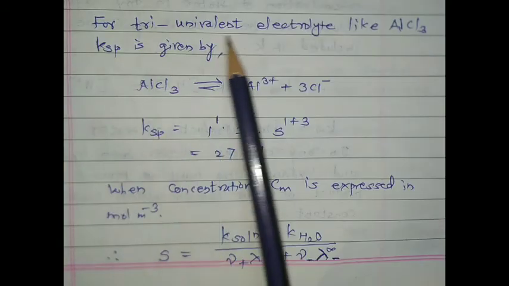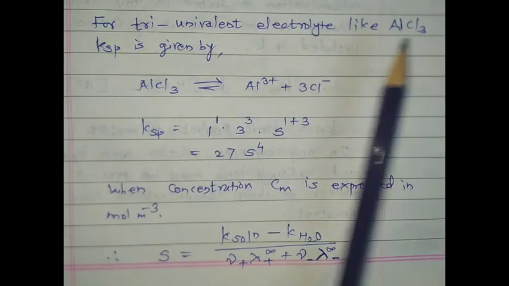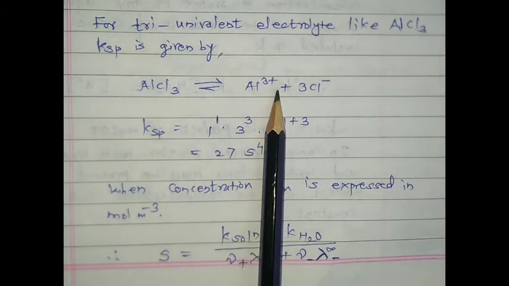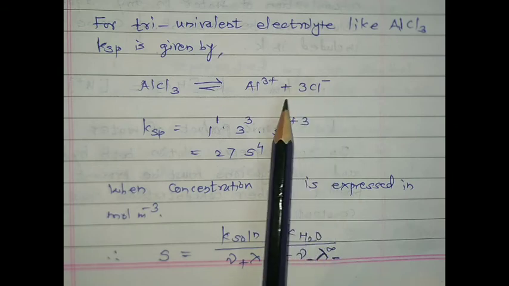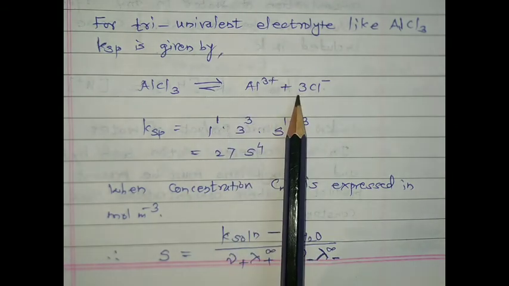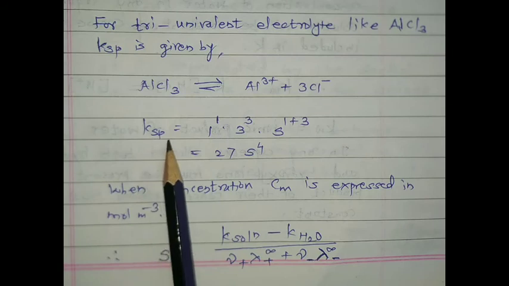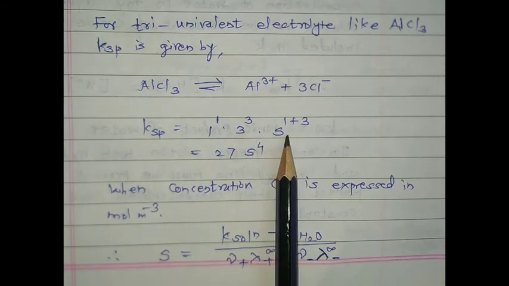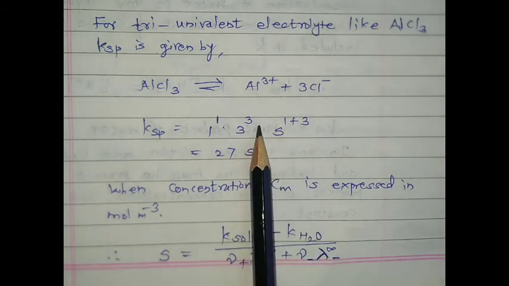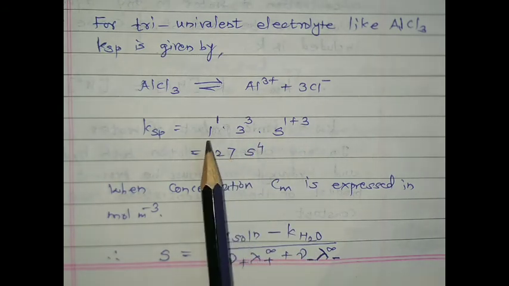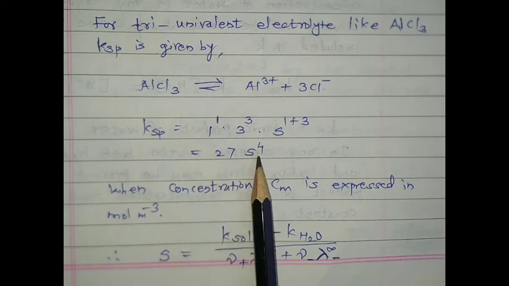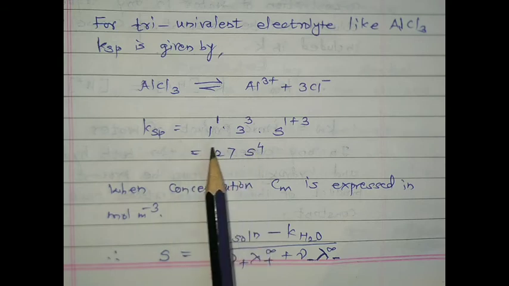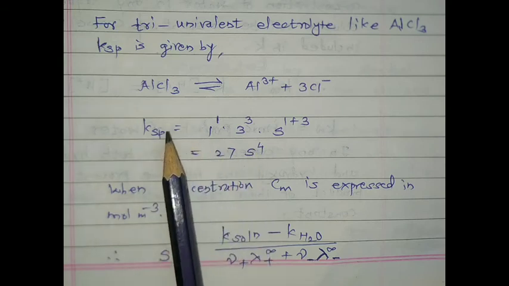Similarly, for a tri-univalent electrolyte like AlCl3, Ksp is given as follows. AlCl3 dissociates as Al3 plus and 3Cl minus. Here x is 1 and y equal to 3. So we can write Ksp equal to 1 raised to 1, 3 raised to 3 into s raised to 1 plus 3. So 3 raised to 3 means 27 and 1 raised to 1 is 1 only. So 27 s raised to 4, since 1 plus 3 is 4. This is the Ksp value for the tri-univalent electrolyte AlCl3.